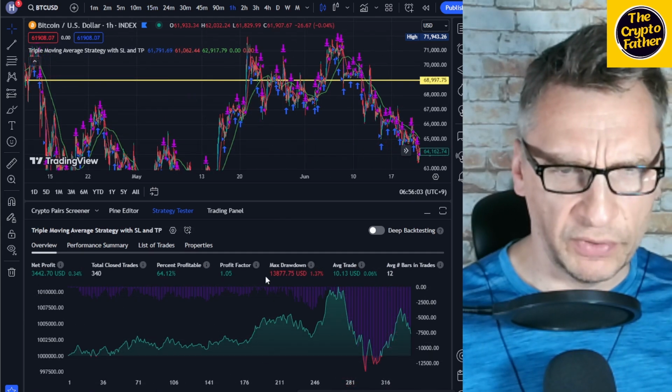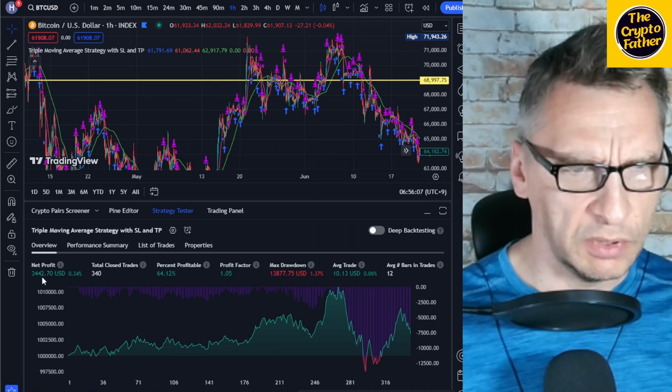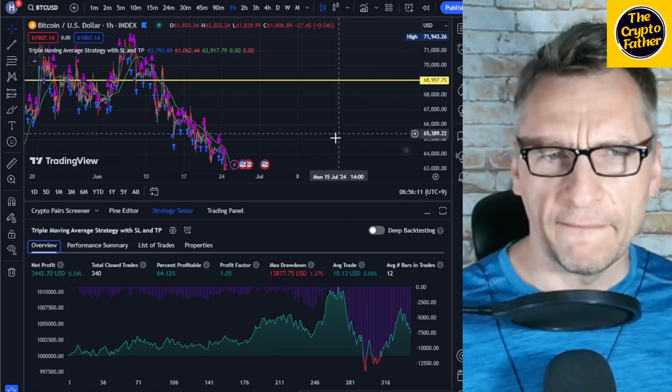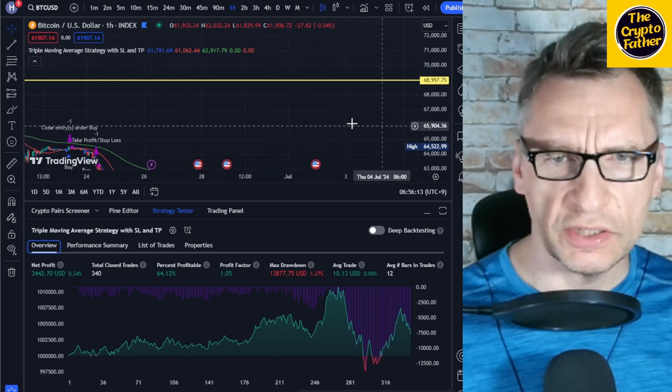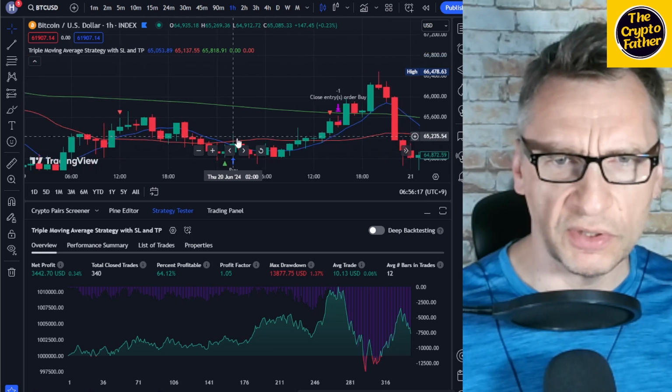On the 1 hour time frame, it still has a massive downturn here, but it is 64% profitable. There's a lot of trades on the 1 hour. It shows a lot of trades, and that's because the conditions have been relaxed.